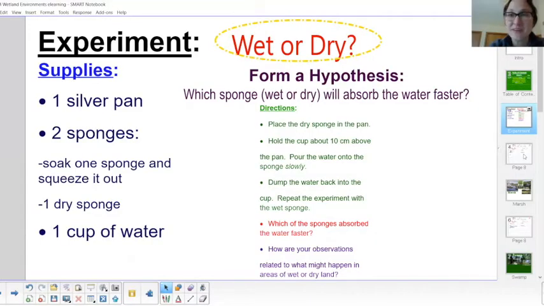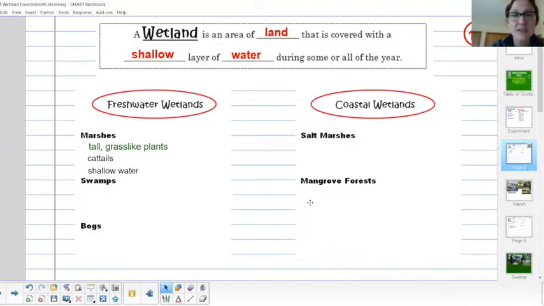All right, now that experiment is over, we're going to look at all the different types of wetlands that exist in our world. So again, this note sheet is on RenWeb under Resource tab, or again, you can take it and just write this down on a fresh piece of paper or in your green notebooks. So a wetland is defined as a land area that's covered over shallow layers of water during some or all of the year. Now we're going to look at 2 types of wetlands. We're going to look at freshwater wetlands, and we're going to look at coastal wetlands.